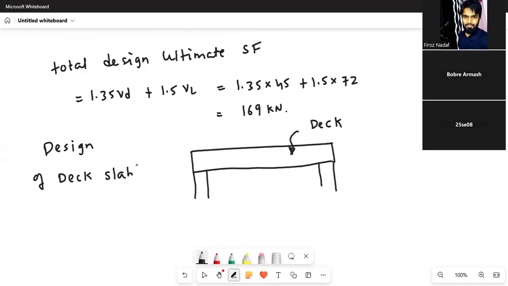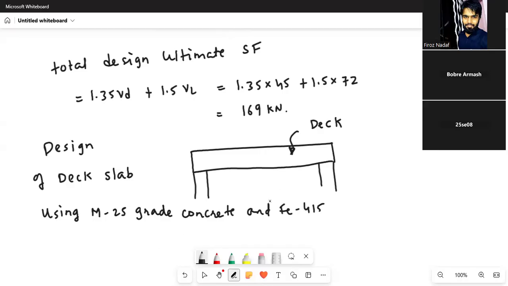Deck slab. Okay. The grade of concrete that we are required to use is M25, that is given in the problem, and the grade of steel that is given in the problem is Fe415. So using M25 grade concrete and Fe415. So these are the materials that are given in the problem statement.